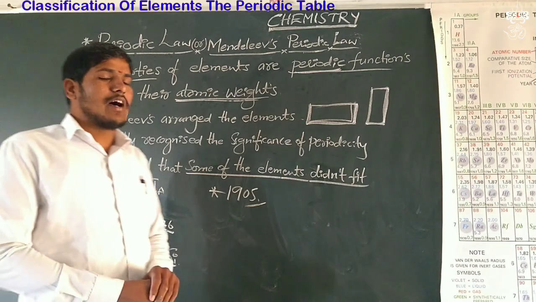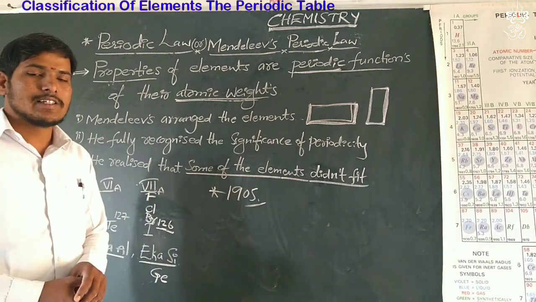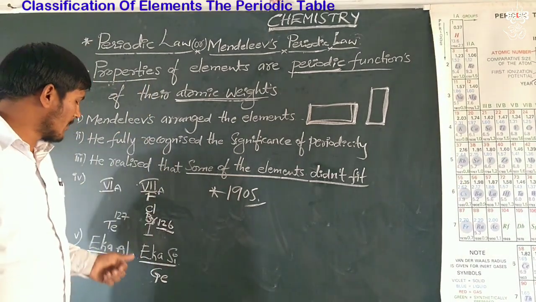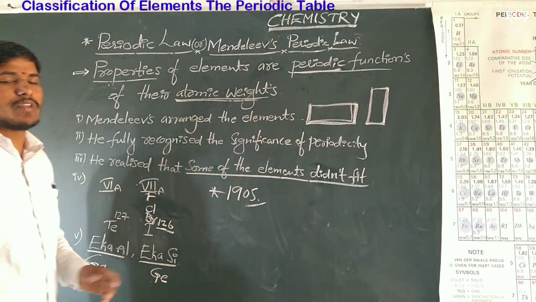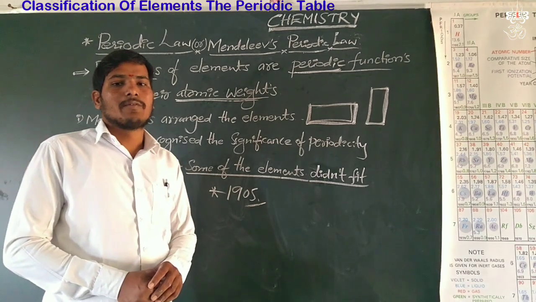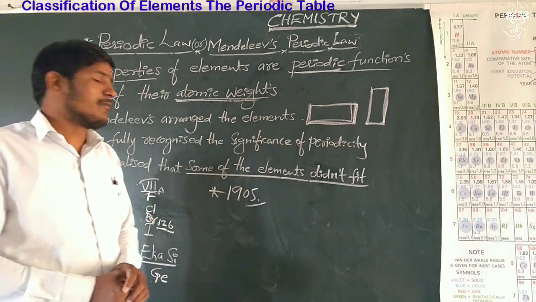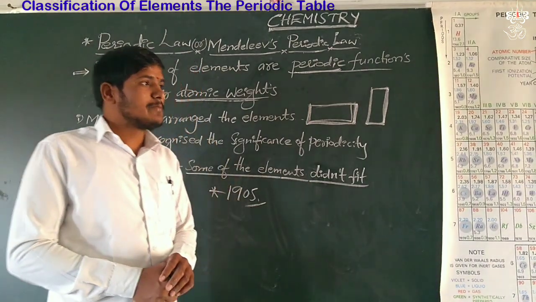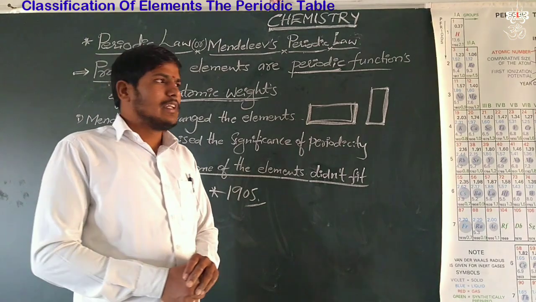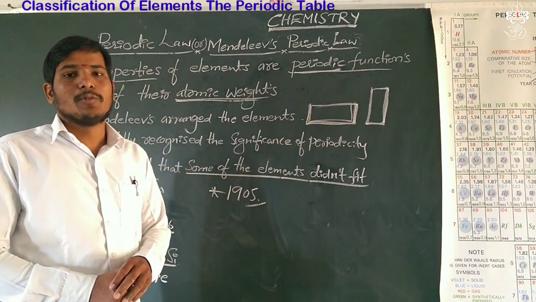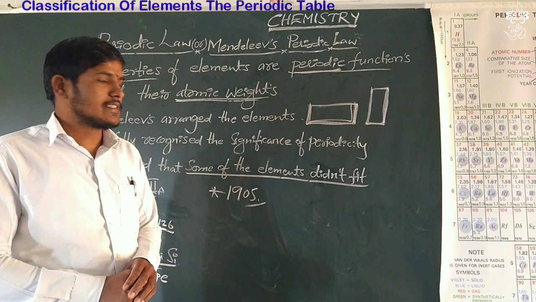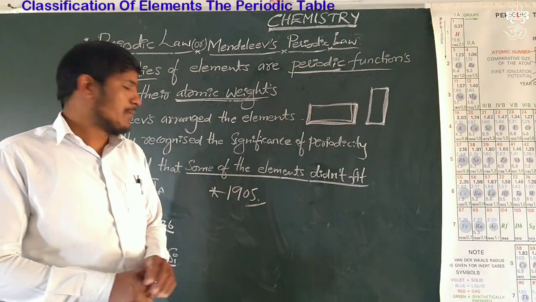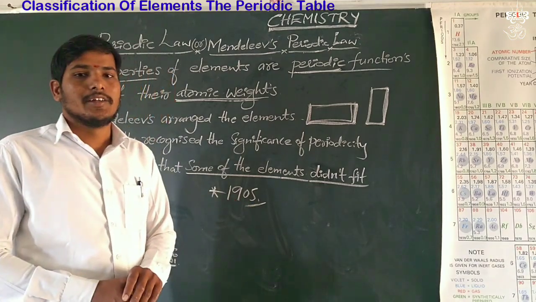Mendeleev not only estimated the existence of undiscovered elements but also predicted their physical and chemical properties, which were later proved experimentally. That is why Mendeleev was very famous for his periodic table, his quantitative predictions and eventual success. Mendeleev's periodic table was published in 1905.